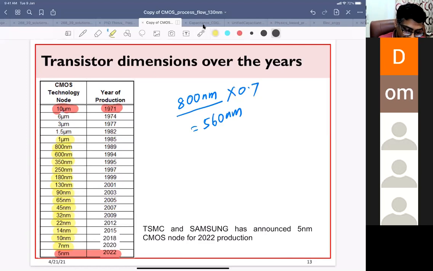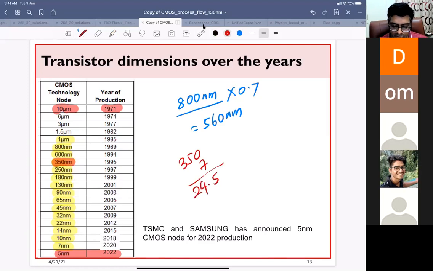Let's take 350. What is 350 times 0.7? 7 times 5 is 35, 7 times 3 is 21, so it comes to 245. 350 times 0.7 is 245, and this is the 250 nanometer node. Similarly, 250 times 0.7 is 175, and that's why this is the 180 nanometer CMOS node.